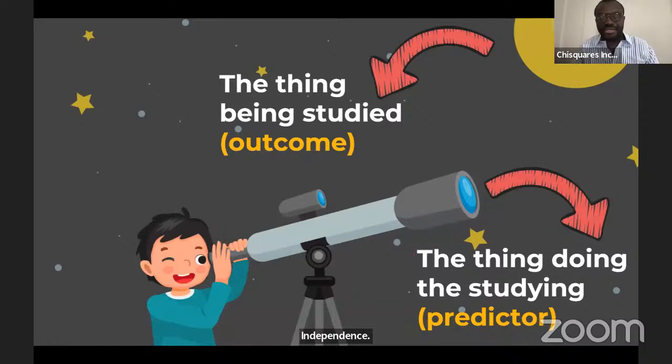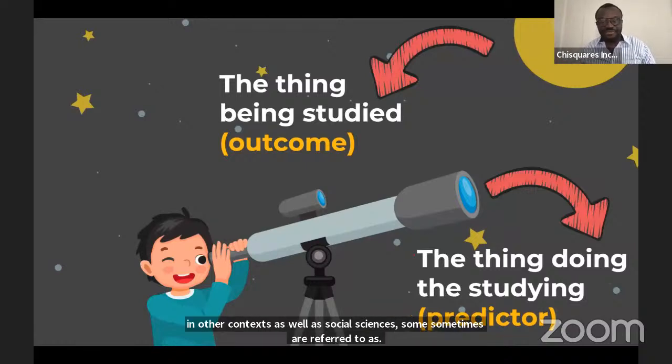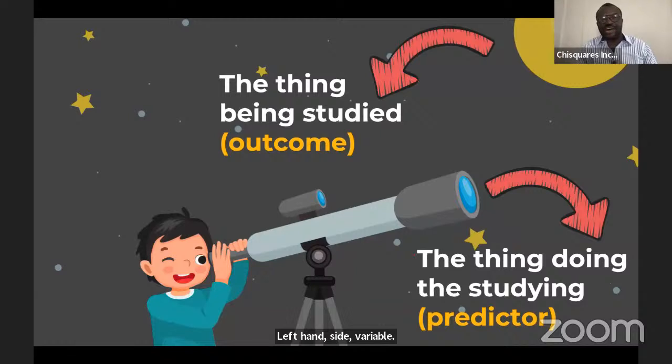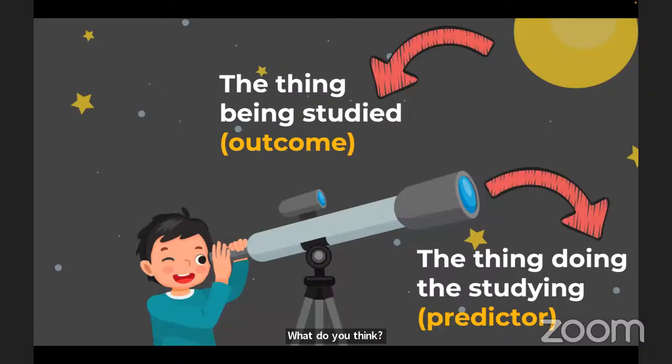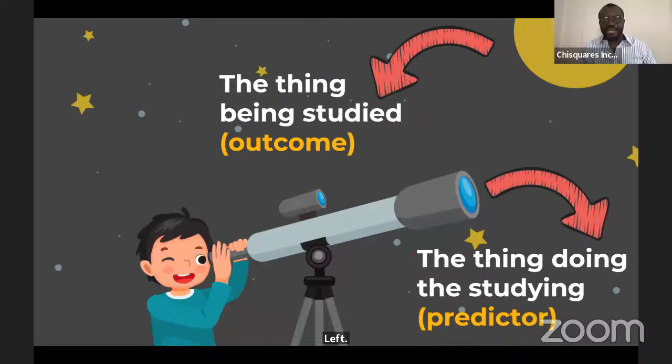All right. Now, in other contexts, especially in social sciences, variables are sometimes referred to as the left-hand side variable or the right-hand side variable. Is the outcome the left-hand side variable or the right-hand side variable? What do you think? It is the left hand, because think of it as an equation. Say we are saying y equals x plus y plus z. The y is the outcome, so it's on the left-hand side. You say y equals, so since it's the one that we're interested in, it is a left-hand side variable.